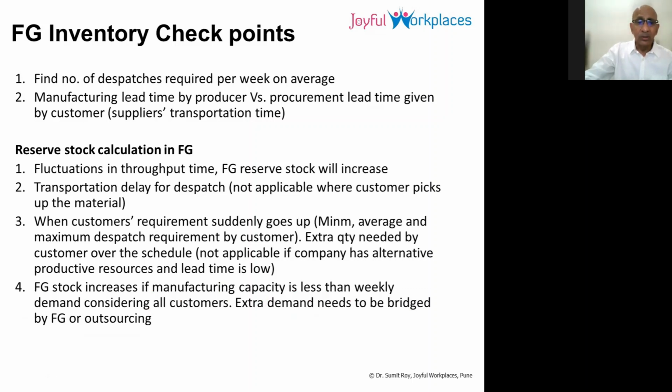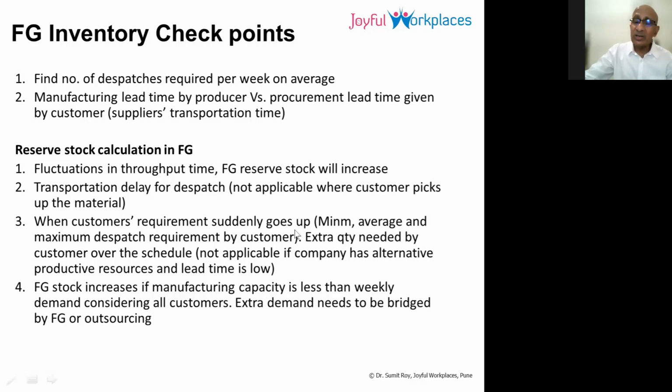Okay. So you have to remember one thing, that number of dispatches required per week on average is the FG inventory checkpoint. Manufacturing lead time by producer versus procurement lead time given by customer, so that you can balance actually. Reserve stock calculation in FG. इसके लिए FG reserve stock के लिए ये criteria याद रखना चाहिए. Fluctuations in throughput time. FG reserve stock will increase in that case अगर आपको इसके लिए कुछ item compensate करना चाहोगे. Transportation delay for dispatch इसके लिए भी चाहिए.